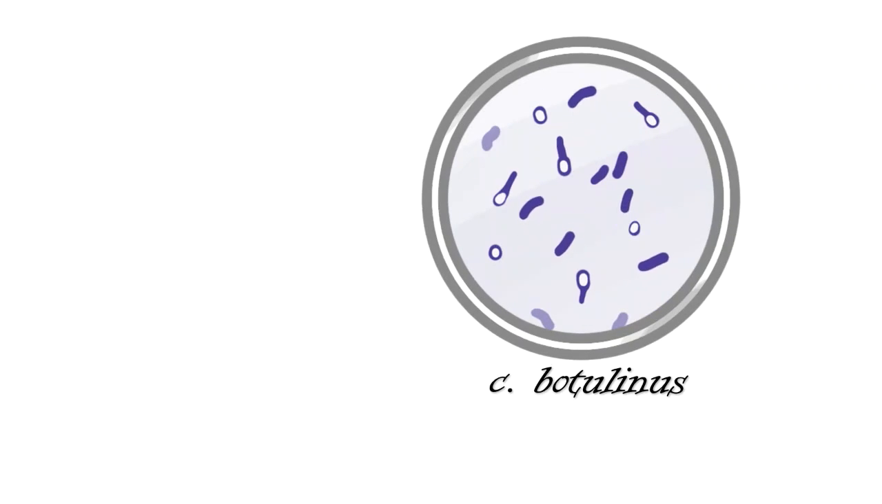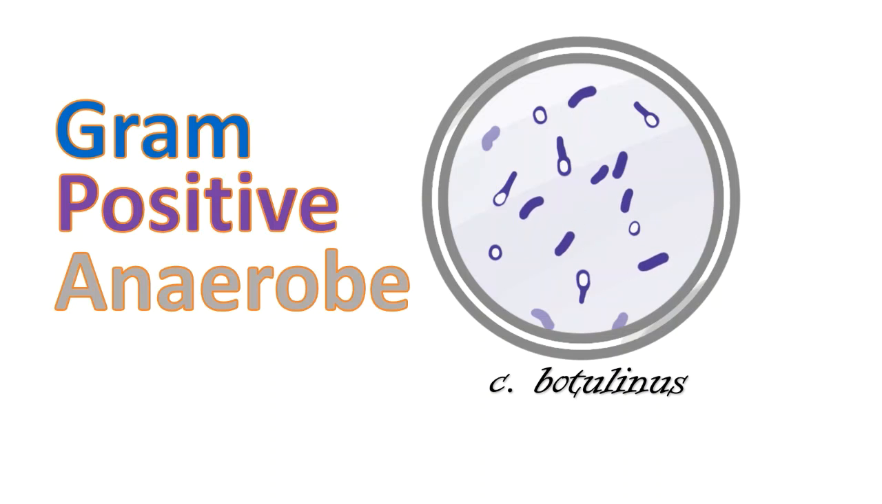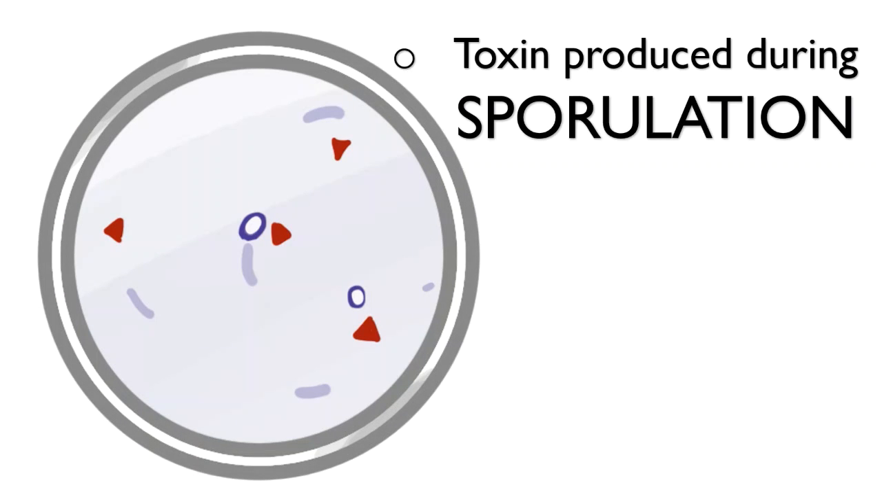These turned out to be C. botulinum, a gram-positive spore-forming anaerobe. It's just any old bacteria by itself, but when it produces spores, via sporulation, it leaves behind this nasty little neurotoxin called botulinum toxin, shown as these red triangles. These toxins cause the sickness known as botulism.